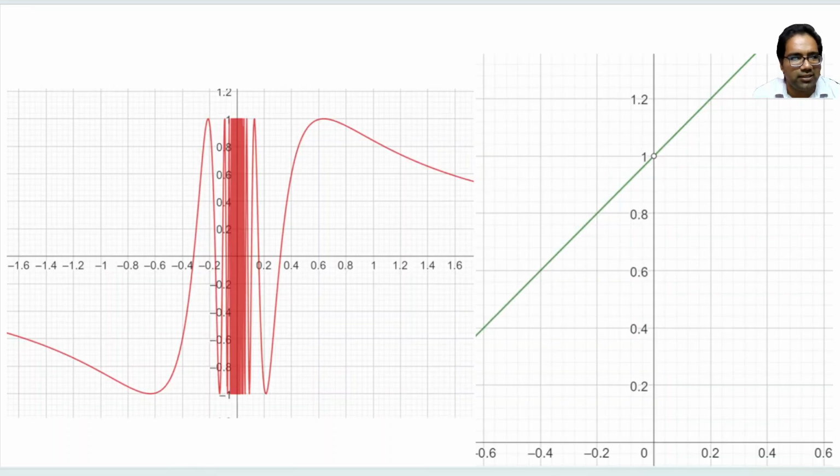Let us take another example. This example is sine 1 by x. The limit does not exist. The graph looks like this, because when x becomes very small, when x tends to 0, 1 by x will tend to infinity, and this will fluctuate a lot. So sine 1 by x, as x is coming closer to 0, will fluctuate a lot. Now let's say I claim the limit of this function is 0.